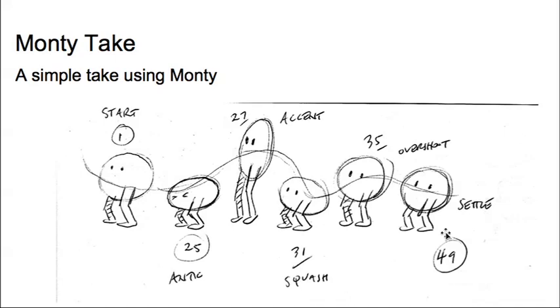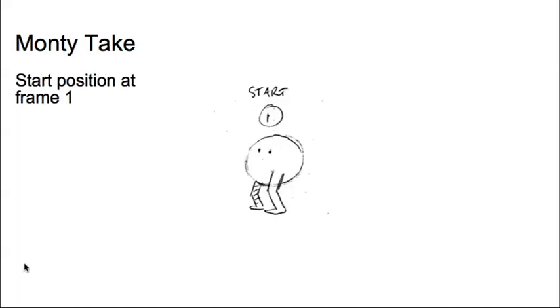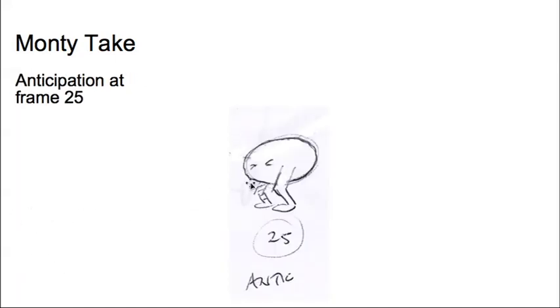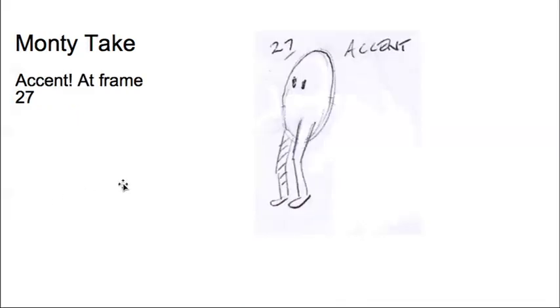This is a good general timing to start animating with, but you can of course adapt it, add some stuff at the beginning, add some stuff at the end, generally make it more interesting. But for now, let's just get the basics of the take sorted out. So here's our start position at frame 1. 25 is our anticipation. Then 27 is our accent.